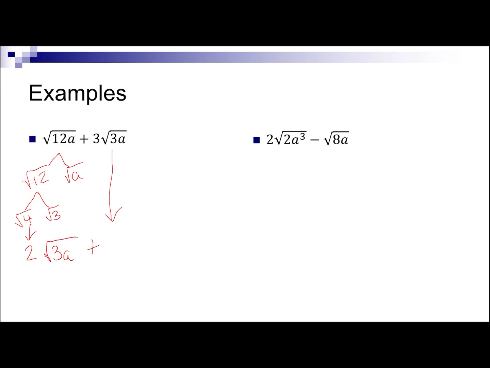So this part is going to come all the way down. And we're going to add 2 and 3 to get 5. So we have 5 radical 3a for the left side.